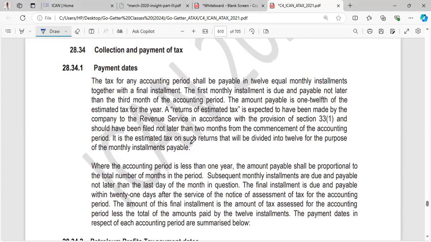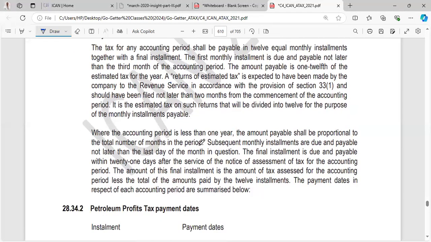For 2 months into the accounting year, you need to submit a return of estimated tax, and the first payment of that estimated tax will start from the ending of the third month, which is March 31st. You'll be paying it from March 31st up to February of the next year. When the accounting period is less than 1 year, it shall be prorated. Subsequent monthly installments are due and payable not later than the last day of the month in question. Then the final installment is due and payable within 21 days after the service of the notice of assessment of the accounting period.